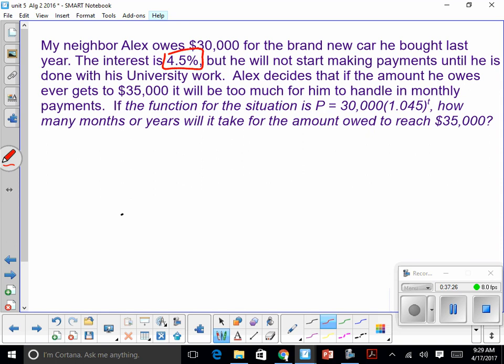Unfortunately, in this problem, they tell us what the equation is. If you had a highlighter, I want you to highlight this here. Somebody might ask, well, how did they use the 30,000 and not the 35? There are two numbers in there, and they're both money. Let me read this. My neighbor Alex owes 30,000. That's the original amount he owes. So above that original amount he owes... my hint is, if there are two money amounts in a problem, probably that first one is going to be the original amount.